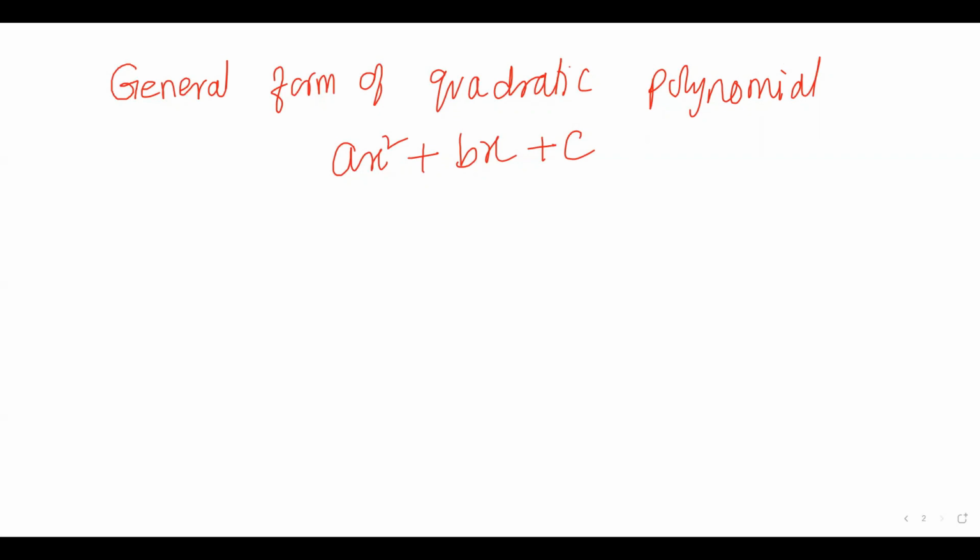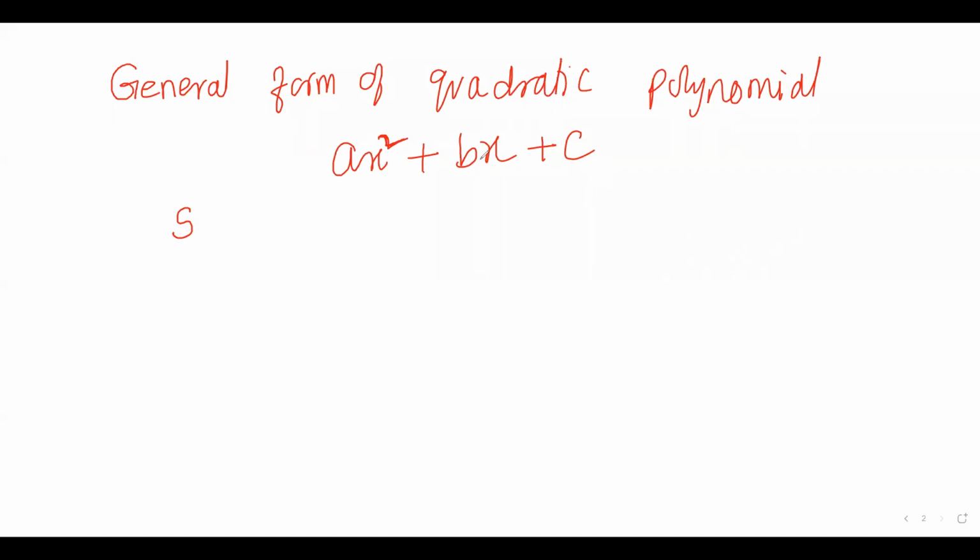Degree of quadratic polynomial is 2. Highest power is called degree. a, b, c are just constants. A quadratic polynomial has 2 zeros. Zeros are always denoted by alpha and beta. Zeros means value of x. The value of x is nothing but the zeros.